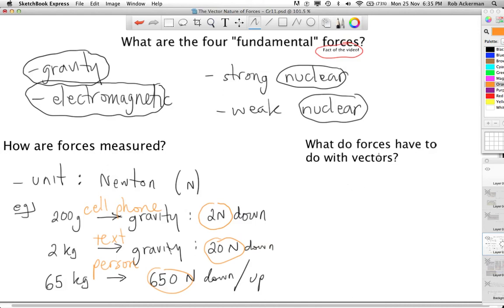All right, so what do forces have to do with vectors? Well, it's pretty clear that forces have magnitude. There's an amount to explain them. But you also have to exert them in a certain direction. Like you have to exert a force upward to lift your cell phone, your textbook, or the person.